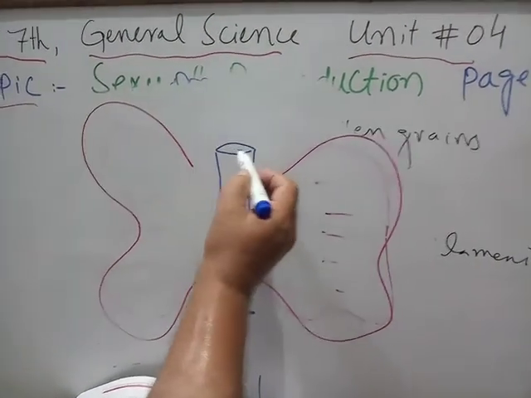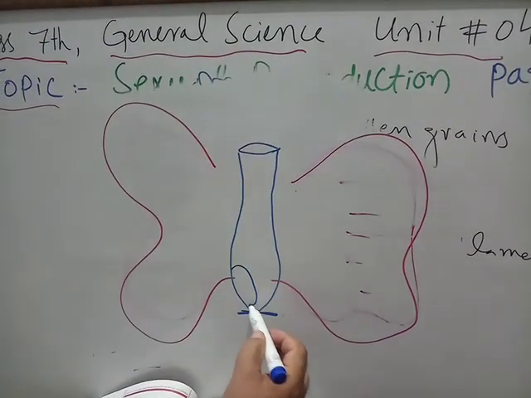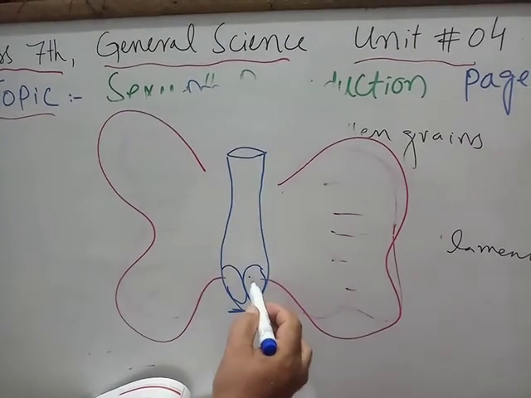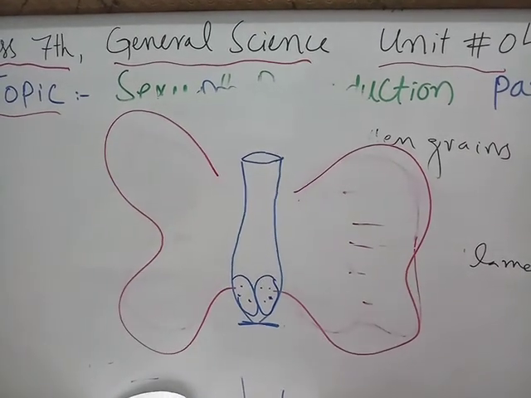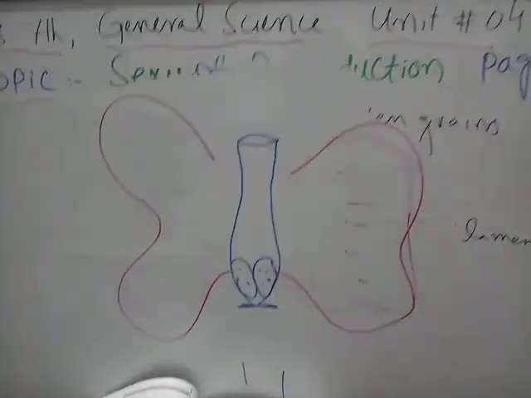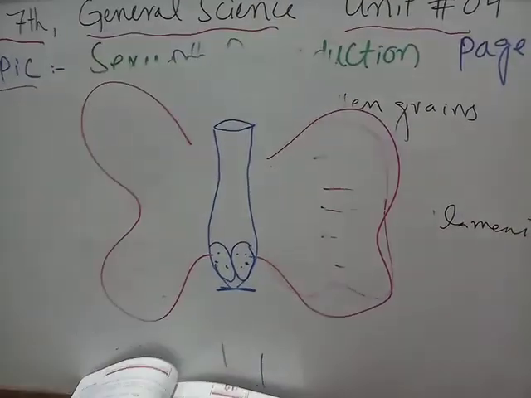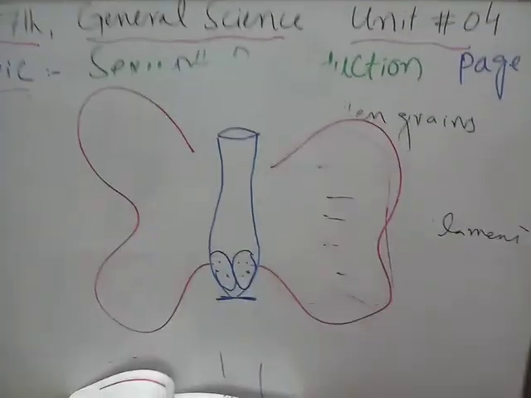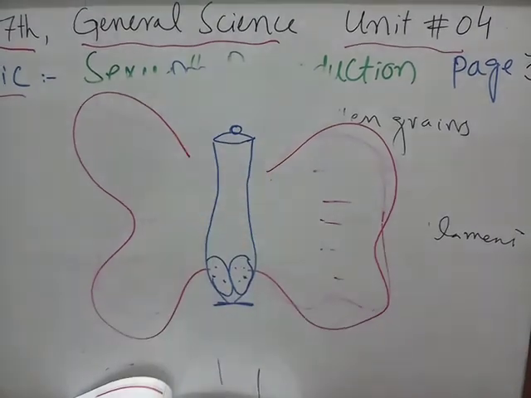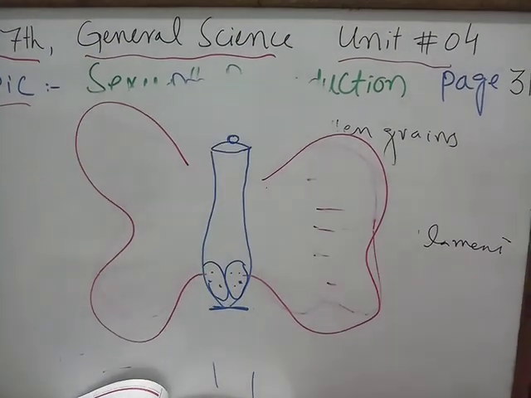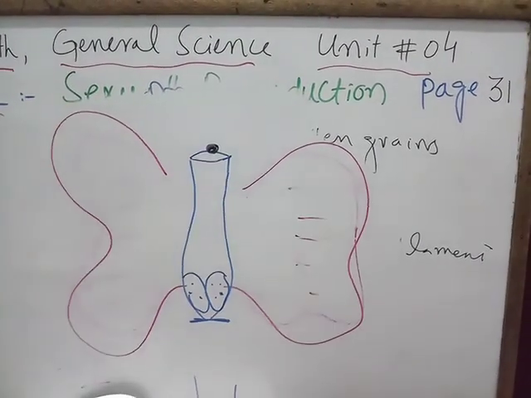The top is called the stigma, the middle is called the style, and this swollen part which contains ovules has the egg cell. This whole arrangement is used for fertilization. So what is fertilization? Actually, when a pollen grain reaches here through pollination, for example, this is a pollen grain, it reaches here.